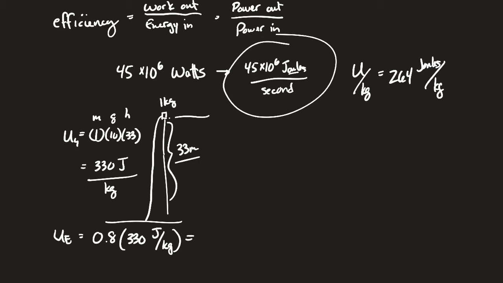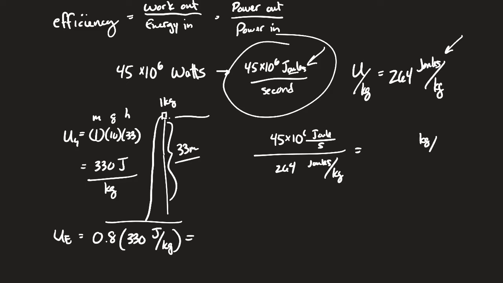Now, if I divide these two numbers, I will get the kilograms per second that has to flow through the dam. This is the joules per second that I need, and this is the joules per kilogram that I get. So if I take 45 times 10 to the 6th joules per second, which is required, and divide by 264 joules per kilogram, this answer will be in kilograms per second. That represents the amount of water that has to flow out of the spillway.